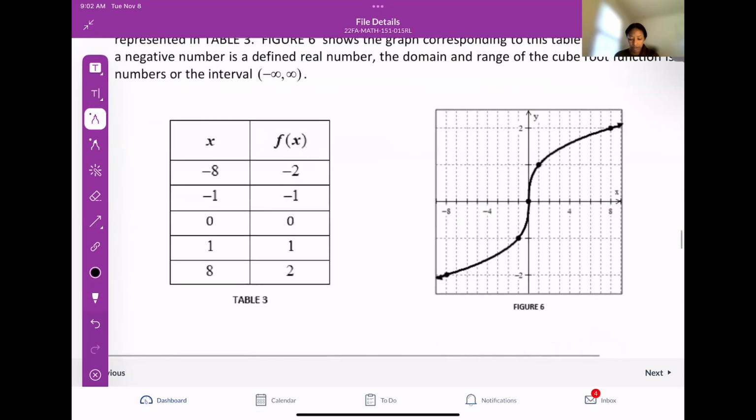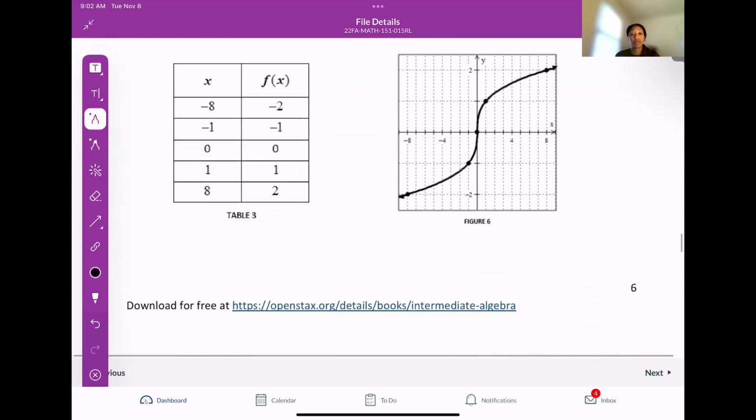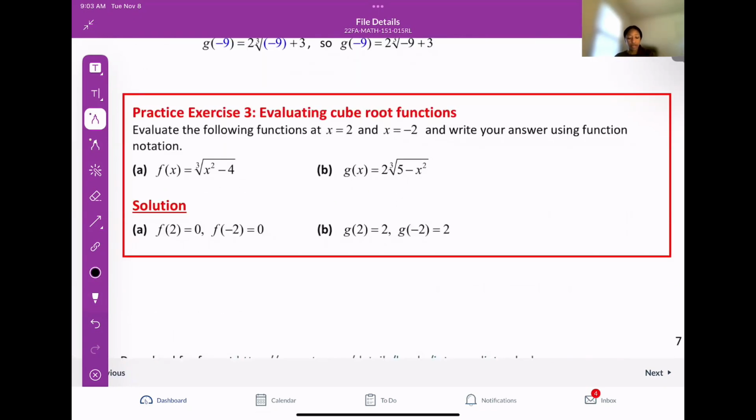Oh, I do want to stop here. This is what the graph of the cube root of x looks like. And again, it's defined for both negative and positive numbers. So for part 3, okay.